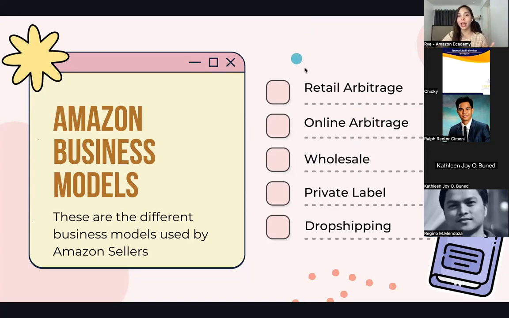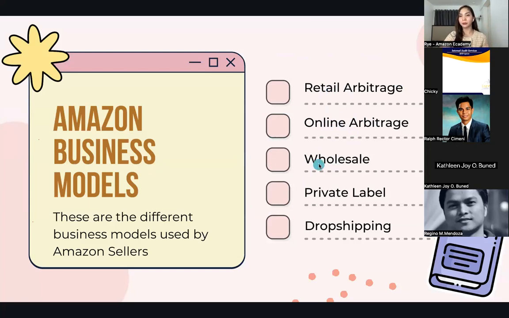Online arbitrage, on the other hand, imbes na ako yung pupunta sa retail store, I will just search for products sa online stores sa USA. Imbes na pupunta ako sa Walmart, isa-search ko na lang si walmart.com. Si Target.com, si Walgreens.com. Don't worry, there are hundreds and thousands of US online retail stores. Okay? Maraming products na pwedeng ibenta. Do not worry about that. So, yun yung kaibahan ng retail arbitrage at online arbitrage.